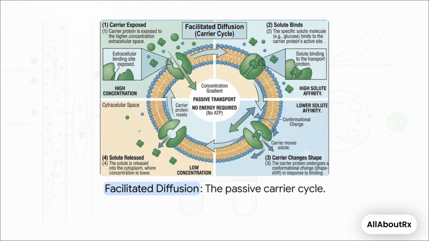A major clinical link here is glucose transport via GLUT carriers. Insulin actually increases the number of these GLUT carriers in the membrane, which is exactly why a lack of insulin in diabetes impairs the cell's ability to take in glucose.